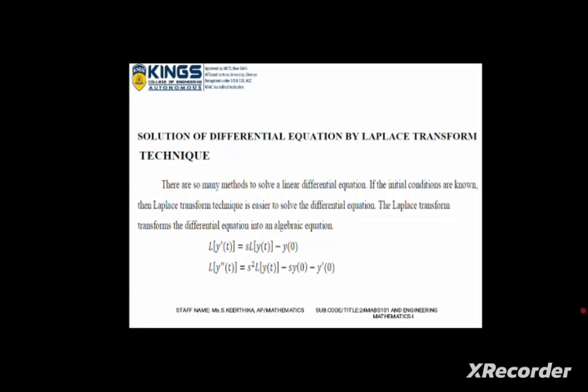Now these two are the formulas. L of y dash of t equal to s into L of y of t minus y of 0, and the other, L of y double dash of t equal to s squared L of y of t minus s into y of 0 minus y dash of 0. These two formulas are applied in solving ordinary differential equations.